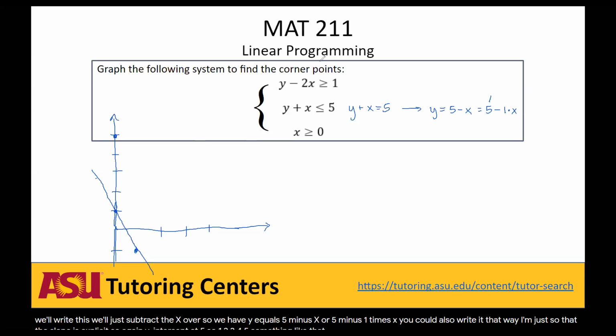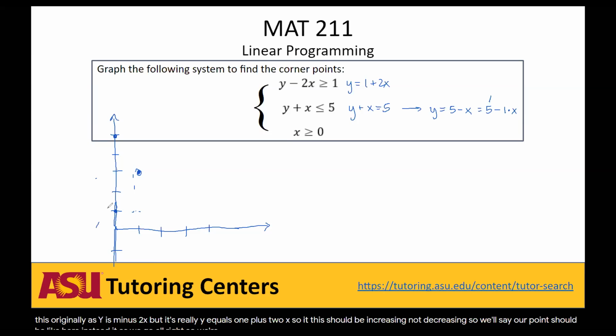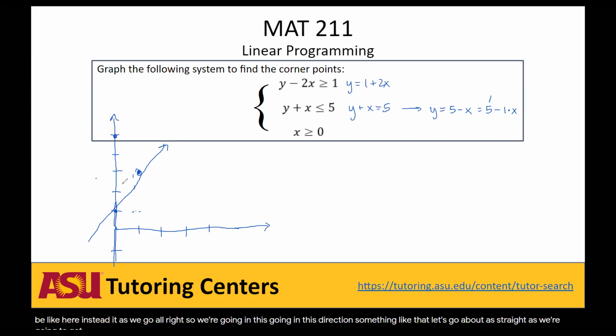Oh, you know what? That is not correct, because I wrote this originally as y is minus 2x, but it's really y equals 1 plus 2x. So this should be increasing, not decreasing. So our point should be like here instead. Fixing it as we go. All right, so we're going in this direction. Something like that. It's about as straight as we're going to get with a tablet.